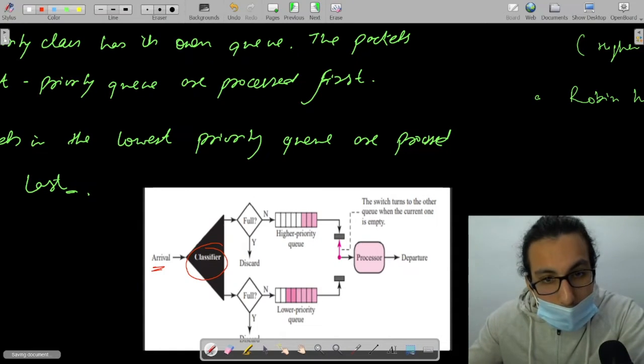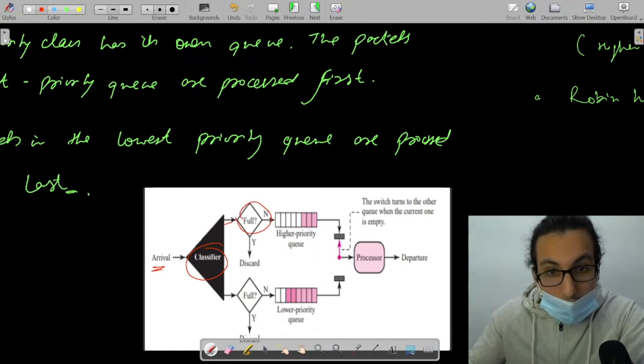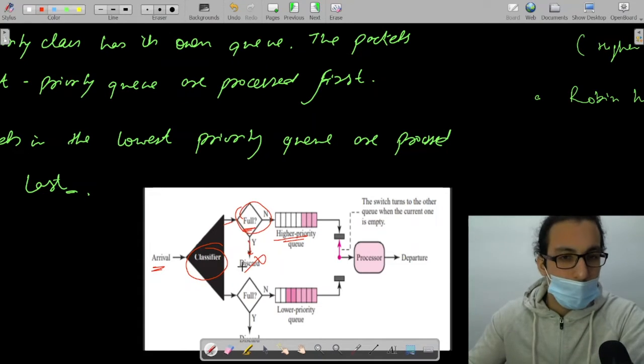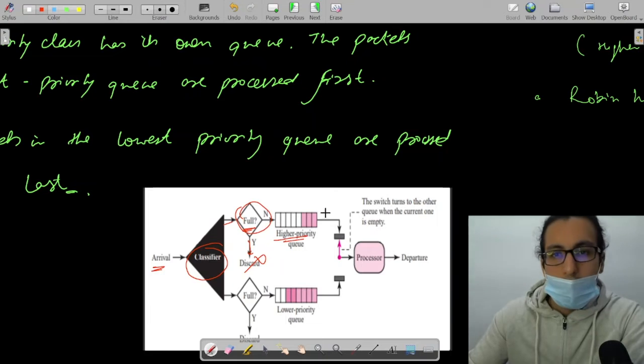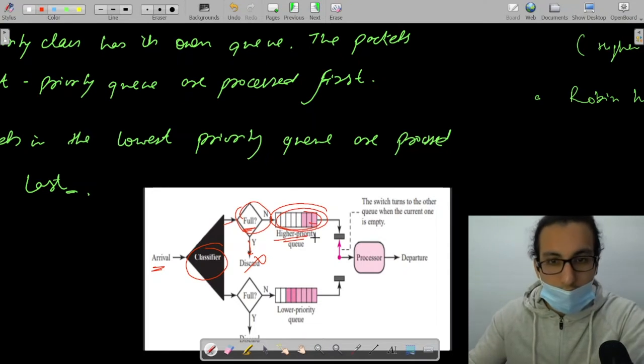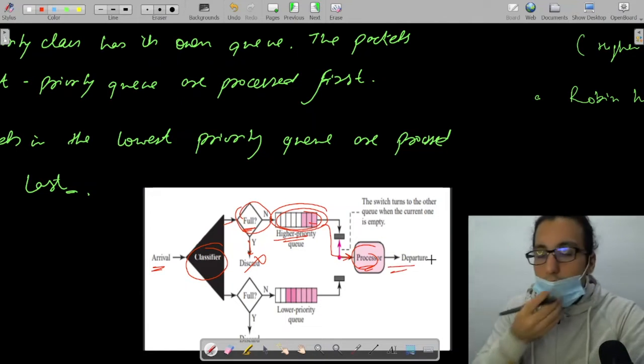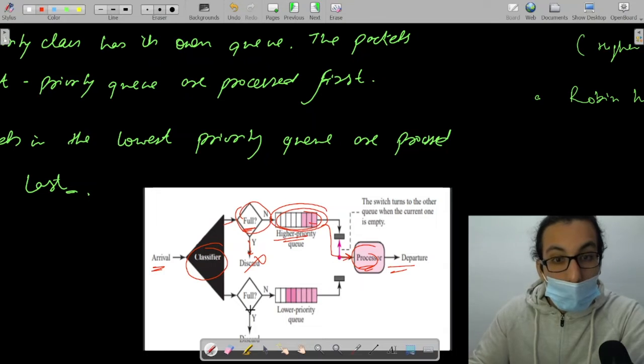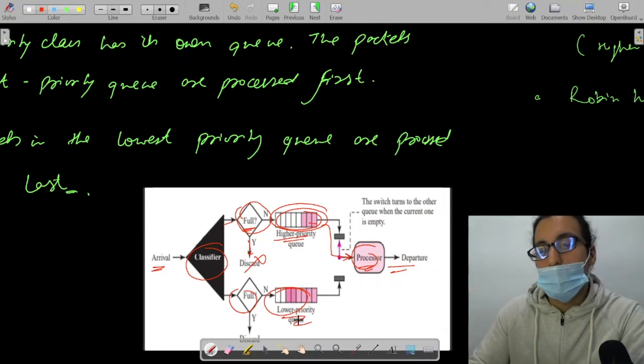Then if the queue is full, they will discard the packet. But if the queue has room, then the packet will come into the queue or the buffer, and then the processor, the router, will move it ahead. Same for the lower priority queue.